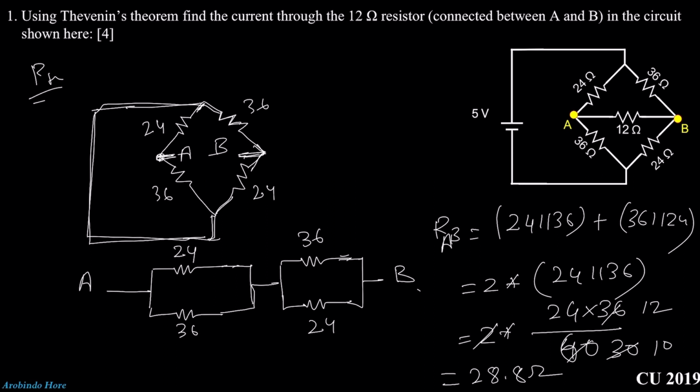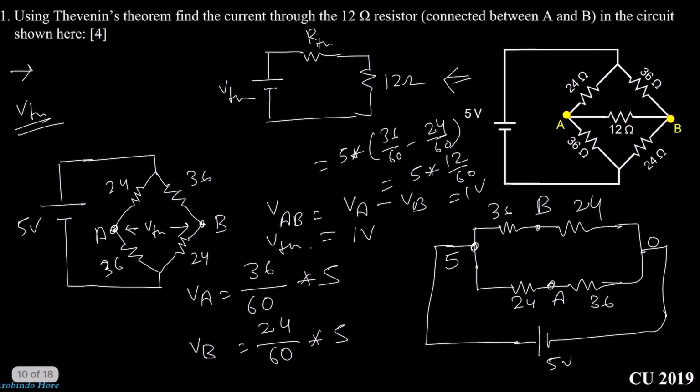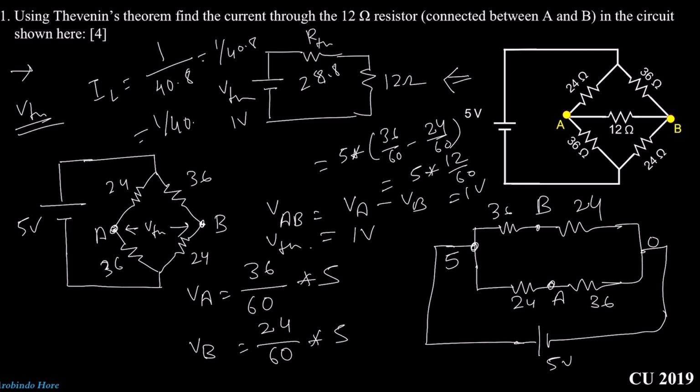Okay. So now we already have the value of RTH and value of VTH. So we can write down that this VTH is 1 volt and this RTH is 28.8 ohm. Okay. So what will be the value of load current? Then IL will be 1 divided by 40.8. Answer will be 1 by 40.8 ampere. Okay. So let's go to the next problem.